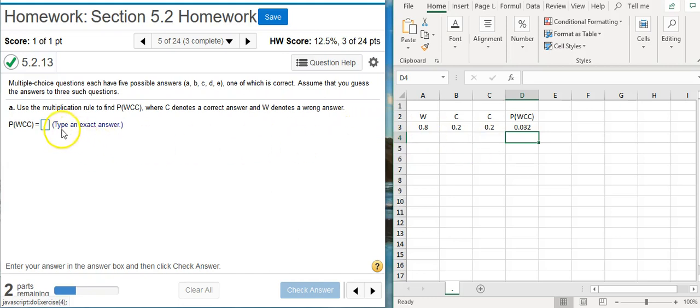Now notice here it says type an exact answer. What that means is it wants a fraction. What we have here is a decimal. So how do we get the fraction from the decimal? How do we convert that out?